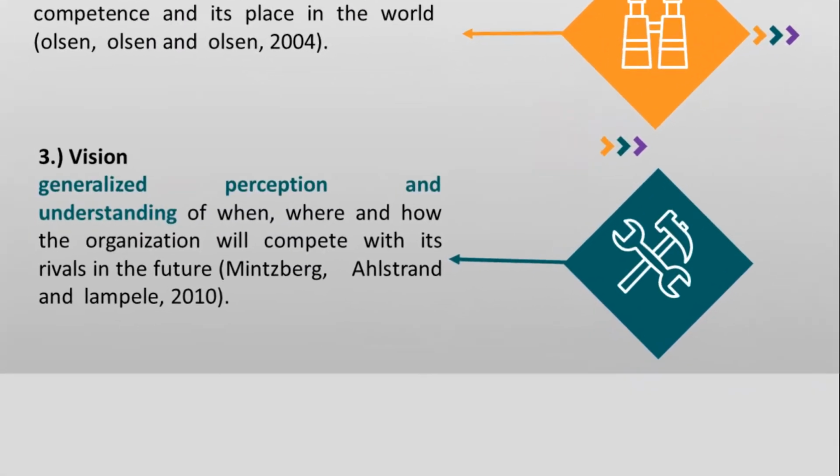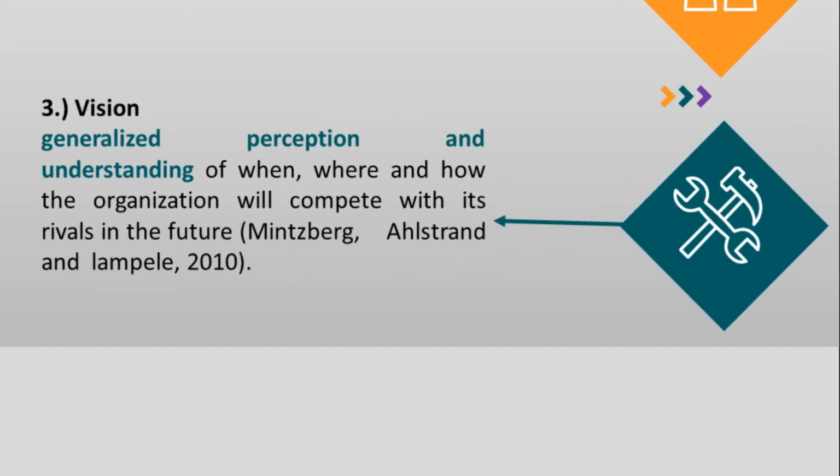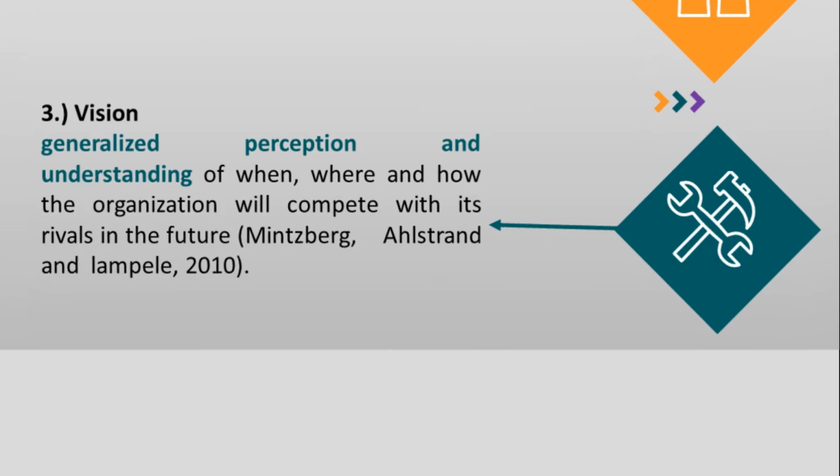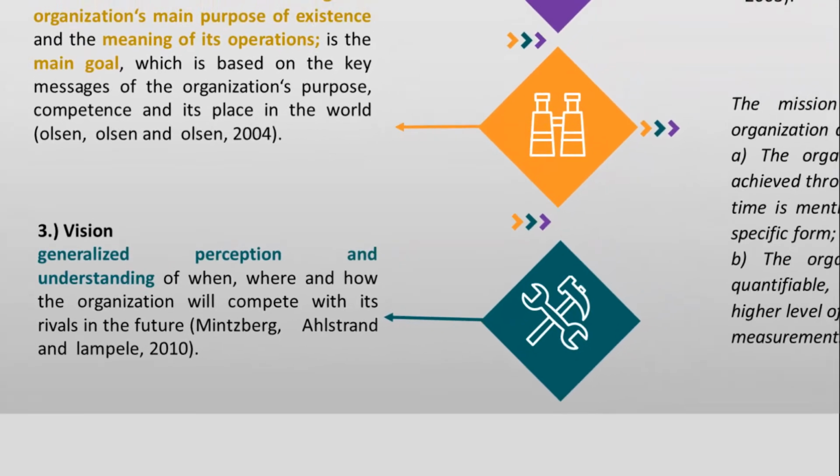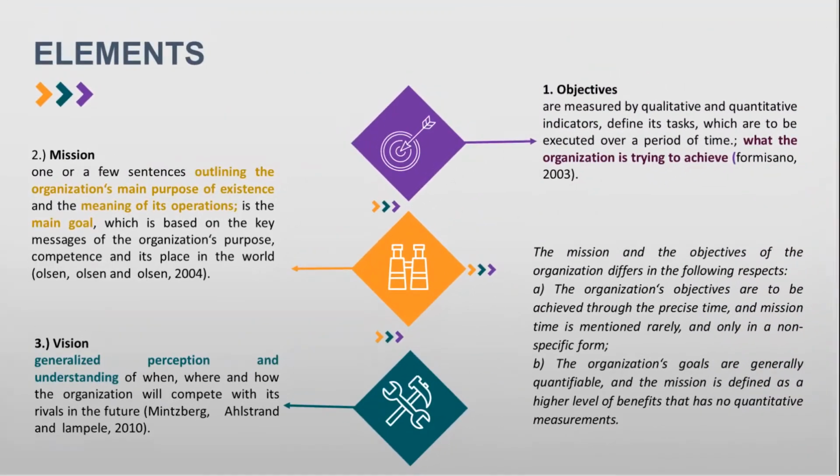Third, vision. According to Mintzberg, Ahlstrand, and Lampel, 2010, vision is a deliberately generalized perception and understanding of when, where, and how the organization will compete with its rivals in the future. This means that it is a more generalized perspective of the organization.